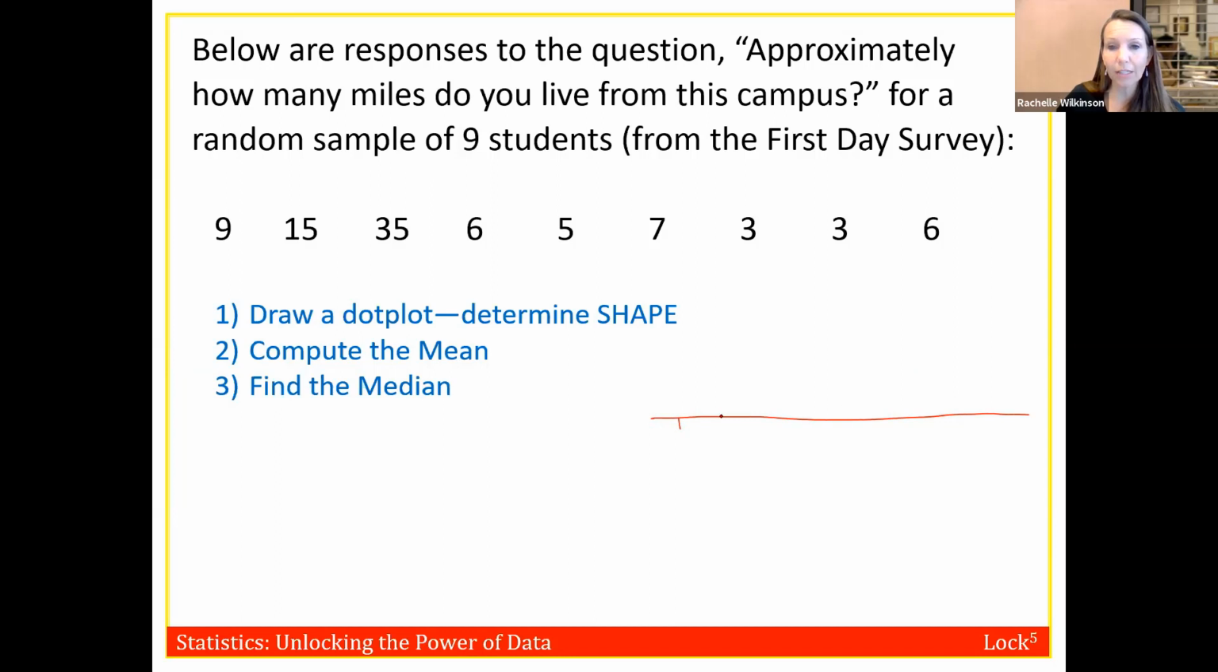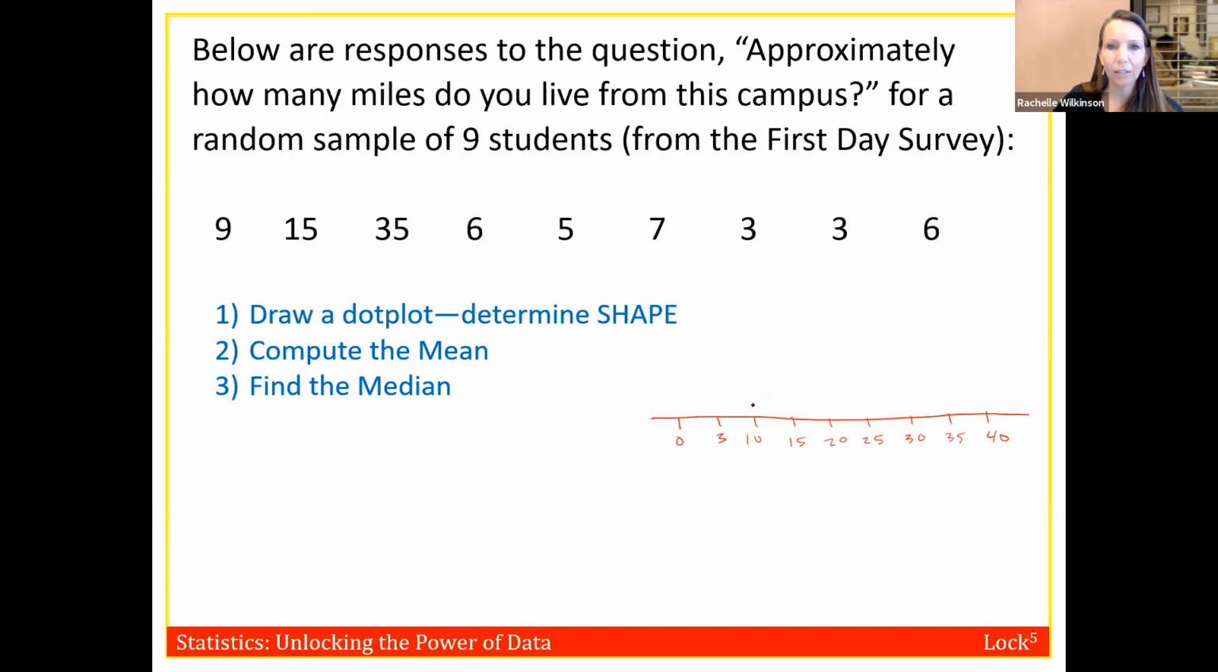But basically when we're drawing our X-axis, it's a number line. So in my case here, I can see my smallest value is 3 and my largest value is 35. So I think I'm going to count by 5s on my number line down here. So I'm going to have 0, 5, 10, 15, 20, 25, 30, 35, 40. All right, and then I'm just going to put an X for each value.